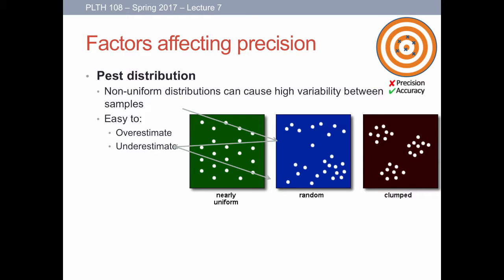For example, if we were to move through a field sampling in a random zigzag pattern, taking the exact same pattern and laying it over these 3 different fields, we see that we are encountering vastly different numbers of pests depending on the distribution.